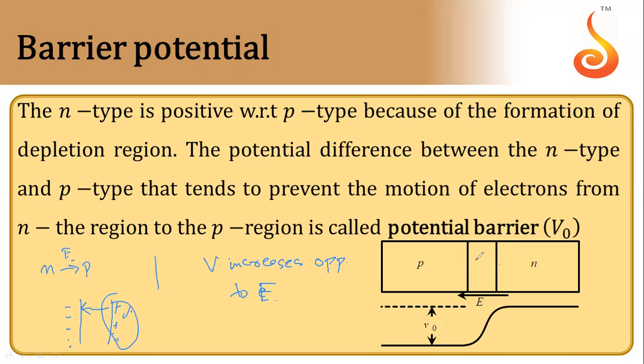Now when an electron is trying to move, let's say from N to P, because of this electric field it will be pushed back, or you can say it won't have sufficient energy to overcome this electric field or this potential difference. If it has sufficient energy, it will move from N to P. So the potential difference between these two points is known as potential barrier, which is represented as V naught, and this is the curve.